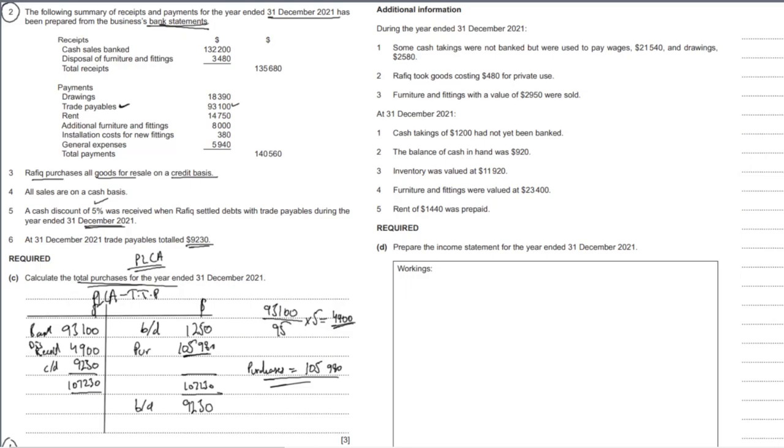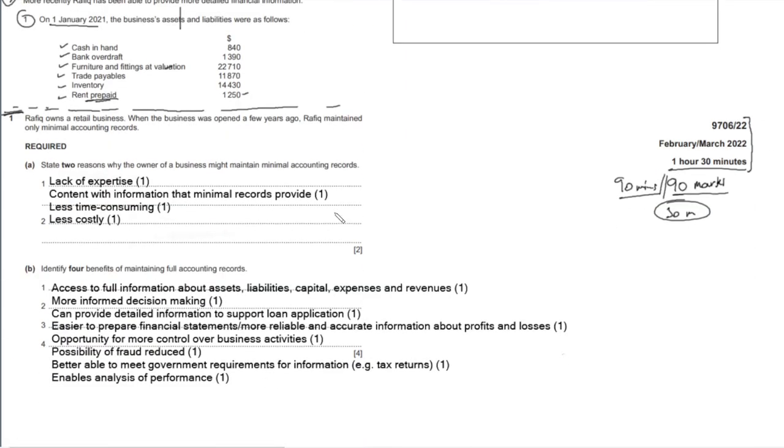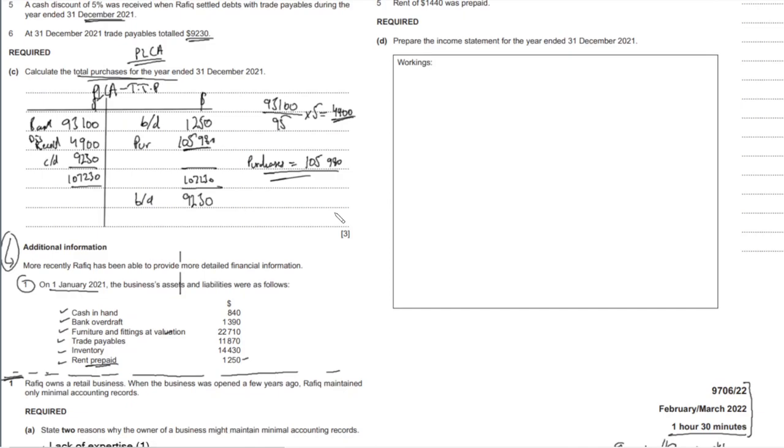Well, I do see a mistake actually. Is it 1250? My bad. Why did I take rent prepaid? I have no idea. I'm sure you've noticed that while watching the video. It's 11,870. The opening trade payables, of course. Obviously. We all should know that. Silly mistake. Let's get rid of that. Let me just change that on my calculator.